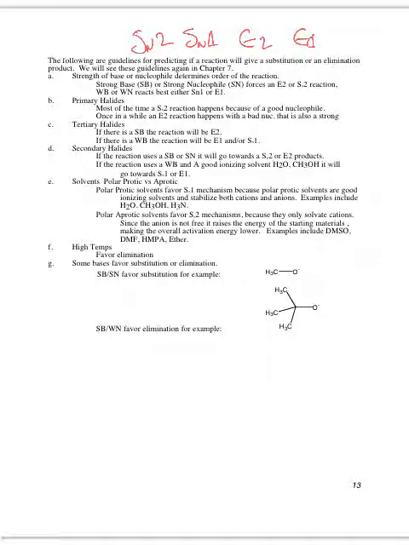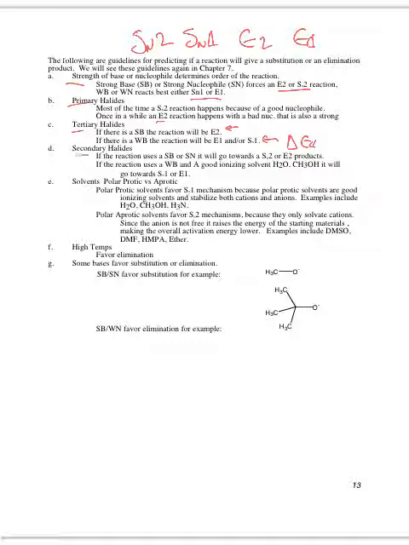The strength of the base is the first thing we want to look at. If we have a strong base, strong nucleophile, it has to be a 2 mechanism. A weak base, weak nucleophile, it has to be a 1 mechanism. If we have a primary halide, it's going to be a 2, either a substitution or an elimination, depending on what kind of nucleophile we have. If we have a tertiary leaving group, if we have a strong base, it'll be an E2, otherwise it'll be an E1 or an SN1. And if we have heat, it'll be an E1 elimination.